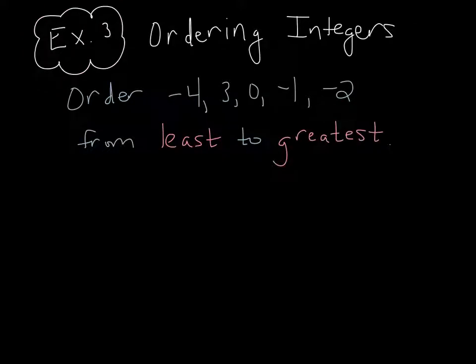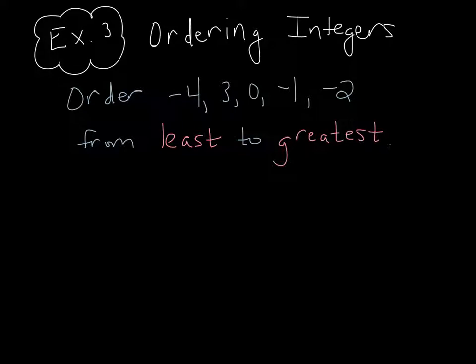In example 3, we're going to be ordering integers, and they ask us to order this set of numbers from least to greatest. You always want to watch and see what order, because every once in a while they'll throw a curveball and ask you to go from greatest to least, but usually they'll go least to greatest. And the thing you're going to want to be really careful about when you look at these is checking your signs carefully, because it's easy to miss one, and then you could end up putting it in the wrong spot.